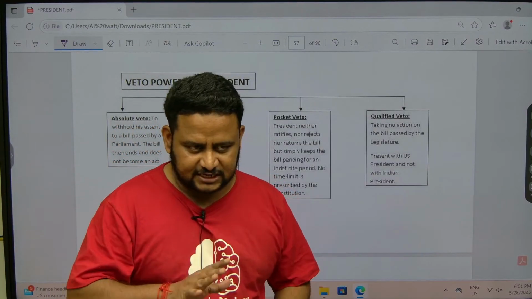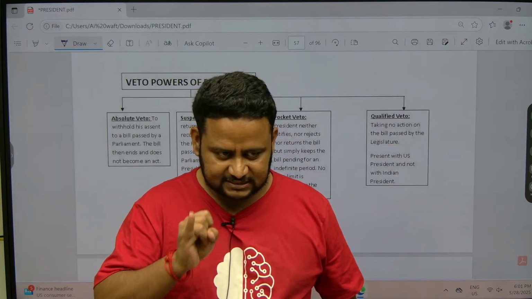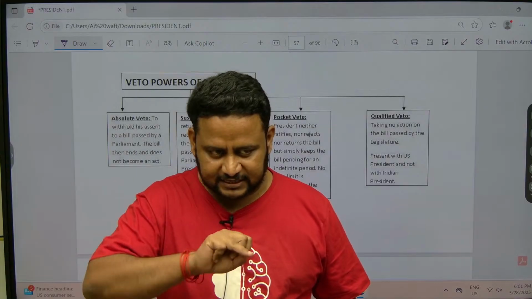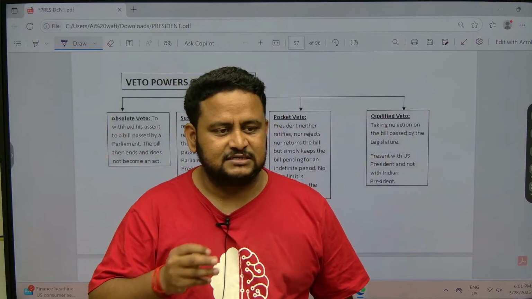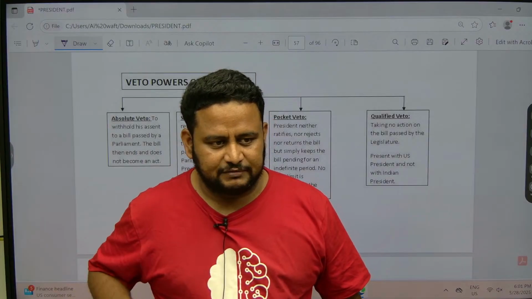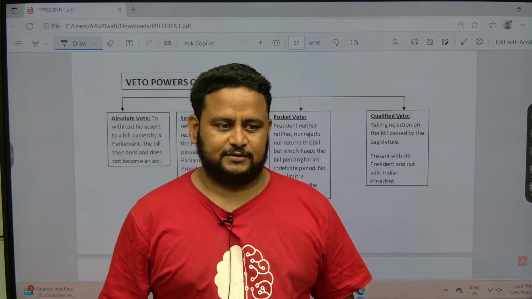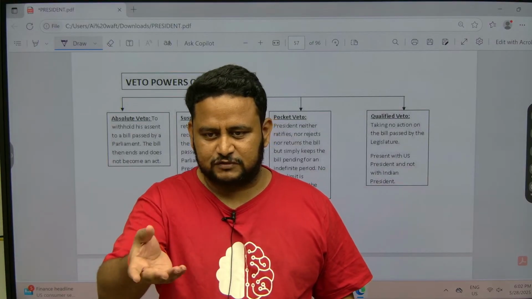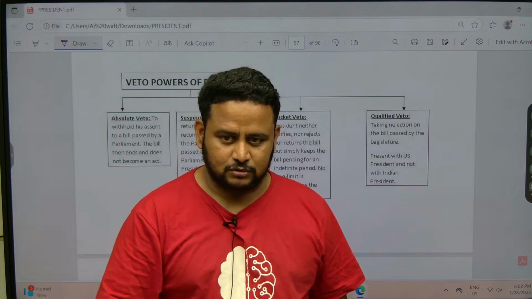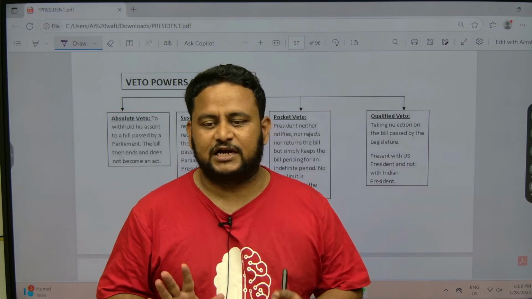See, there are three things that he can do. When the bill comes to the president, the first thing is he can sign the bill. The next thing is he can send back the bill. The third thing is he may not sign or send back, he may not take any decision on the bill, he will keep it with him. That is like keeping it in the pocket. Suppose you ask someone to give you some food, and I may not give it, I will keep it in the pocket. That is called pocket veto.